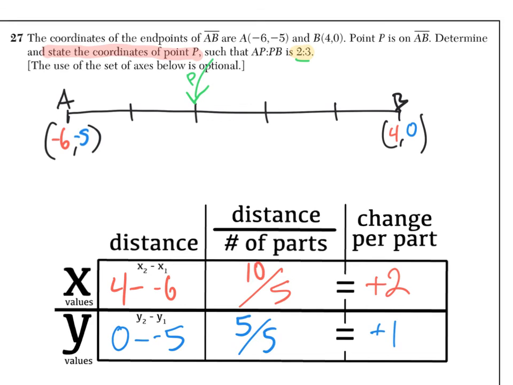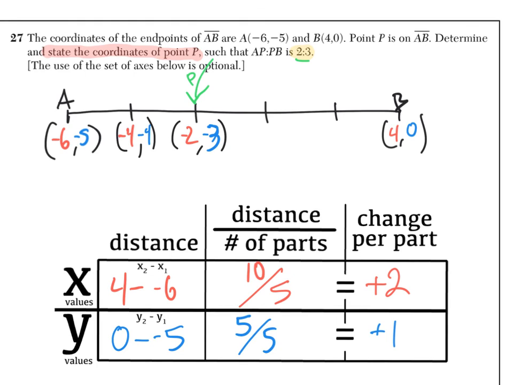Amazing. All right. So now what we need to do is add 2 to the x values, starting with A. And when we do that, we know that -6 plus 2 is -4. And then -4 plus 2 is -2. Great. So now we're going to need to determine the y value for point P. And we know that we're increasing by 1 starting at -5. And so -5 plus 1 is, of course, -4. Great. And then -4 plus 1 is -3. So we just figured out the coordinate of point P.